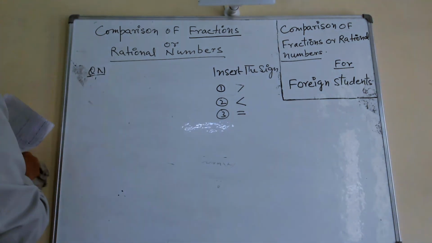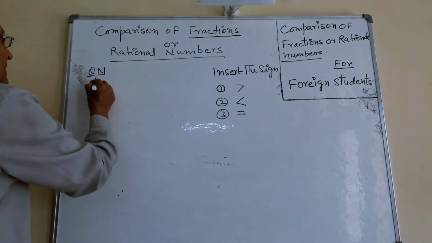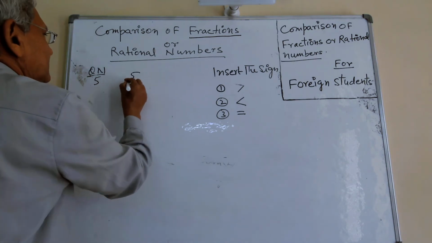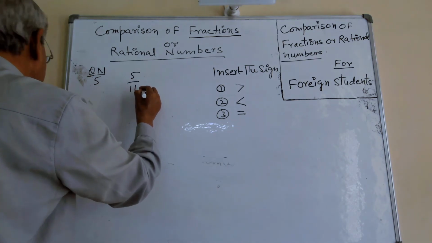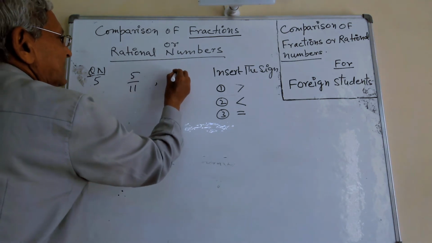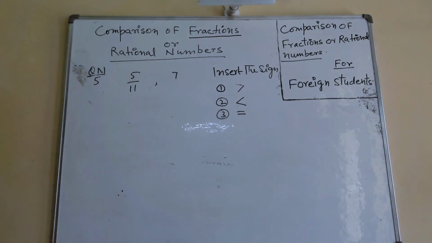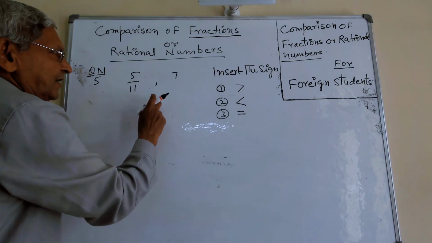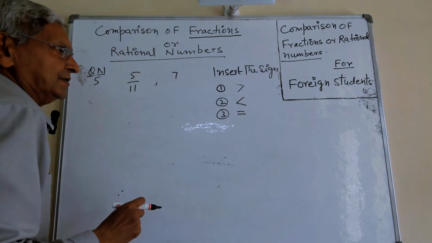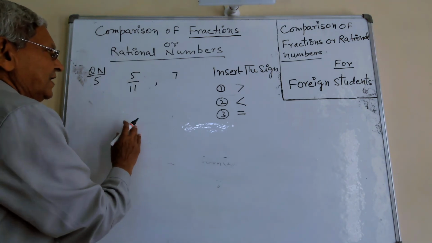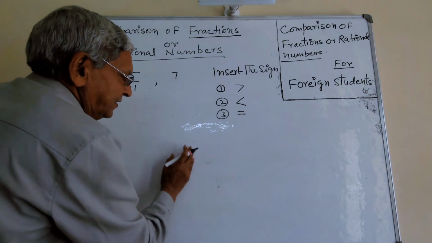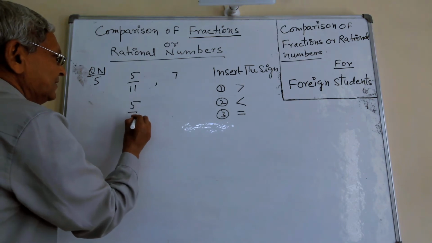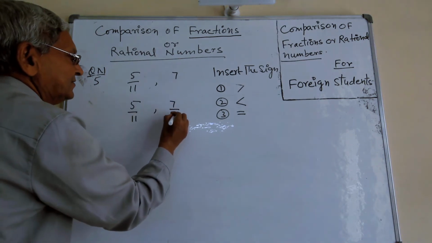Next question, fifth question is 5 by 11 and 7. Again, my dear student, you will say that the second is not a fraction, it is a whole number. So, my dear students, as we have done in the fourth question, make this whole number a fraction. 5 by 11 and 7 by 1.